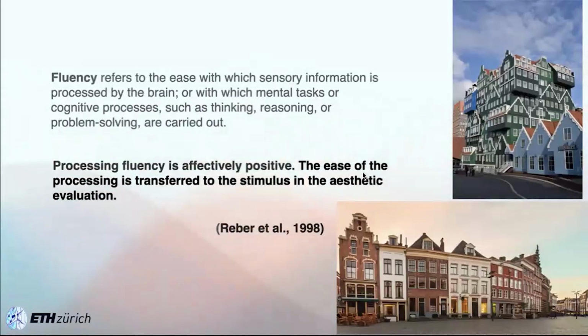So things that are processed fluently are effectively positive. We like them. And the ease with which we can process something aesthetically is often transferred to positive feelings towards this aesthetic object. And these are two nice examples.